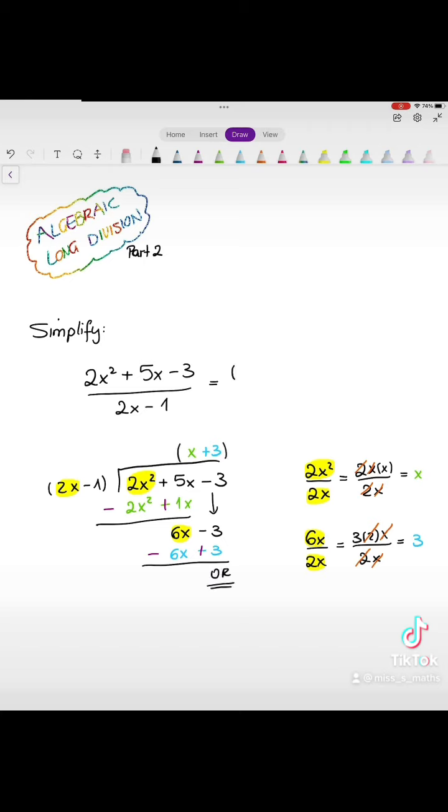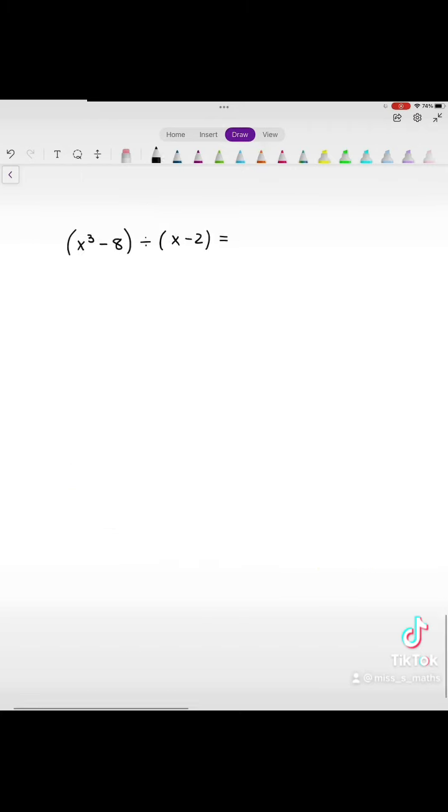Now that means we can write 2x squared plus 5x minus 3 as 2x minus 1 in brackets times x plus 3 in brackets, and we can now see that 2x minus 1 is actually a factor of both the numerator and denominator of that fraction, which means we can cancel it out and we're left with only x plus 3.